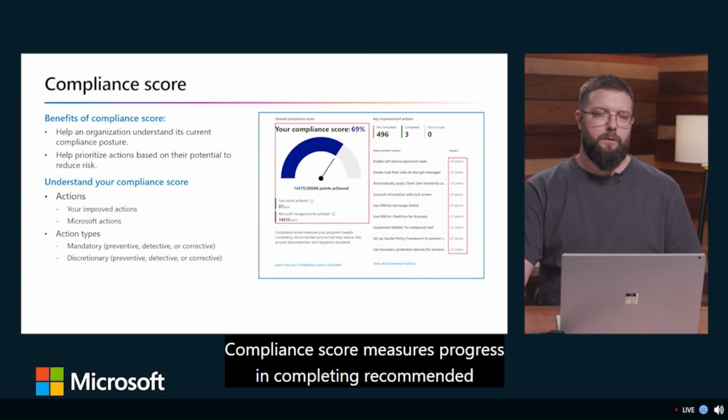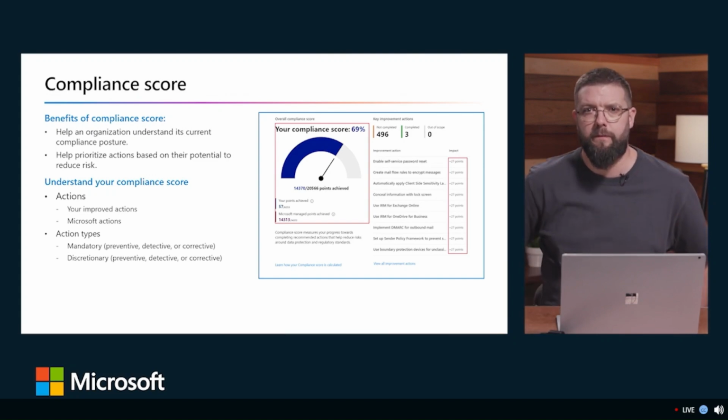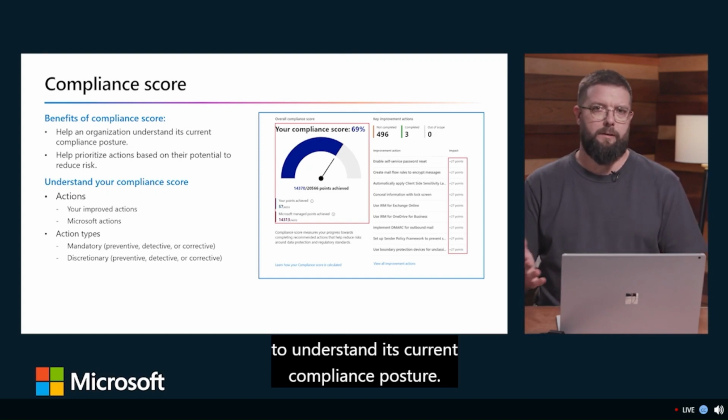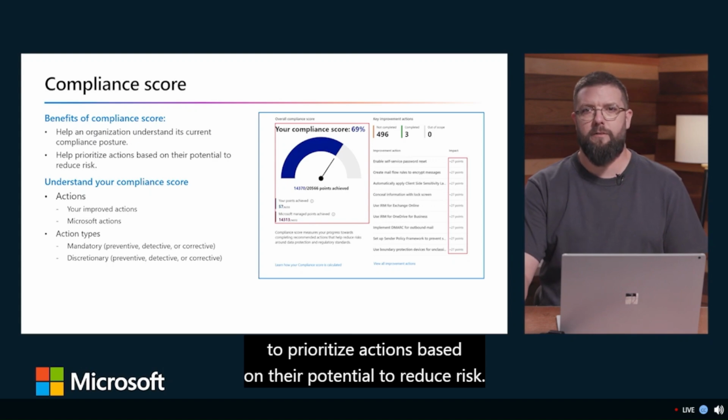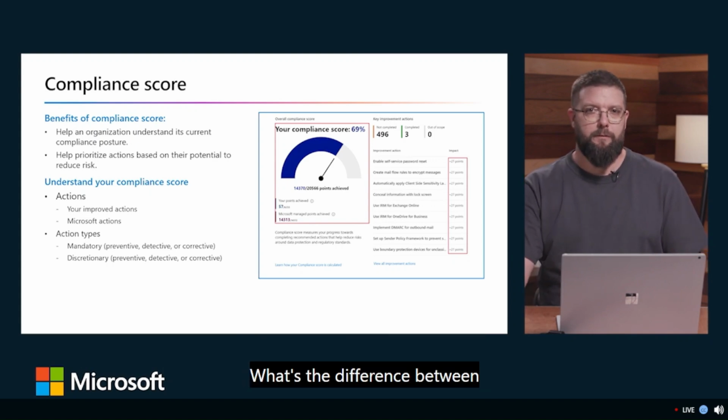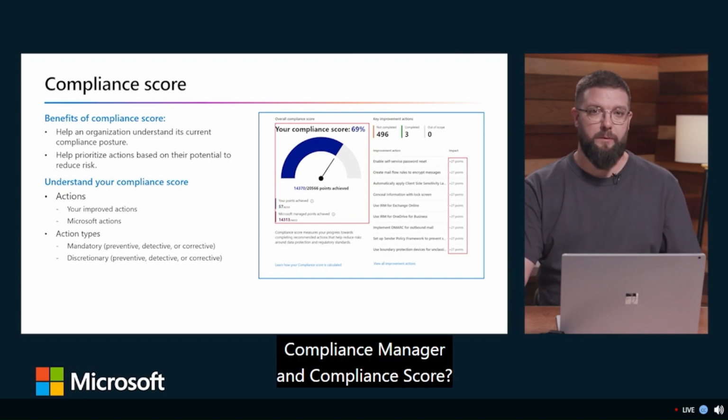So compliance score measures progress in completing recommended improvement actions within controls. And the score can help an organization to understand its current compliance posture. It also helps the organization to prioritize actions based on their potential reduced risk. So what's the difference between Compliance Manager and Compliance Score?